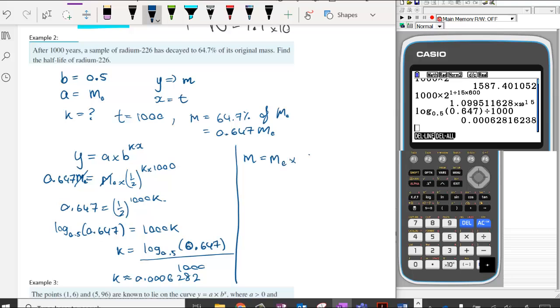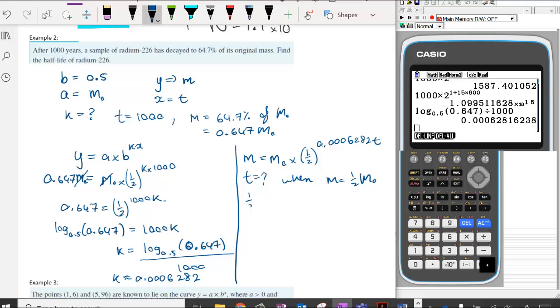And now we've got that, we can write our rule, which is m is equal to m0 multiplied by 1/2 to the power of kt, which is 0.0006282t. Now what we're looking for to calculate the half-life is the time when the mass is 1/2 of the original mass. When it's half of the original, there's a half-life.